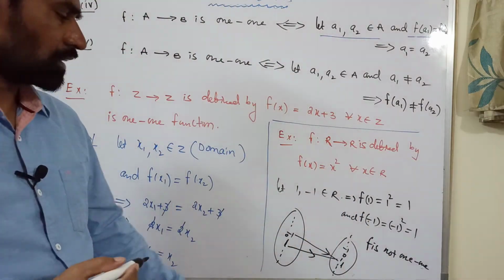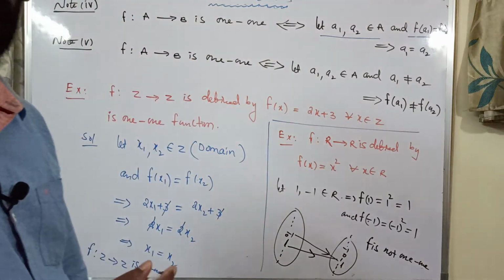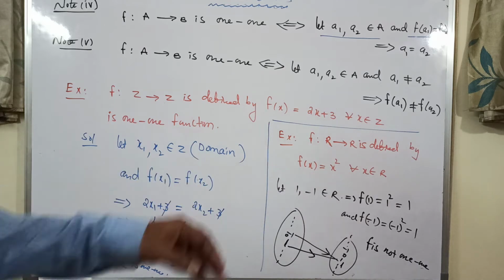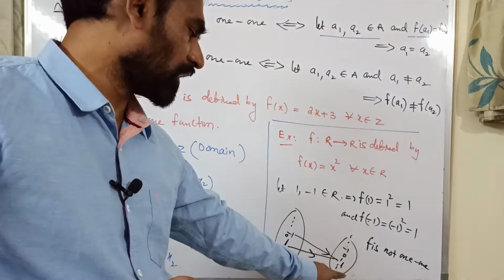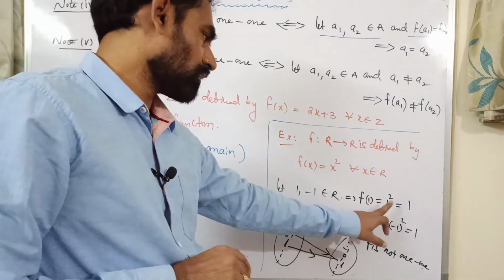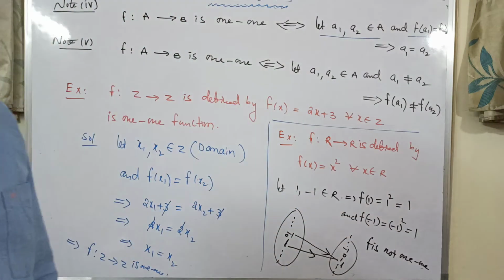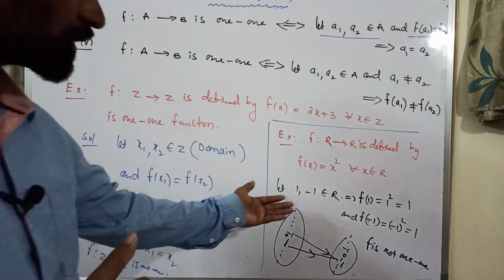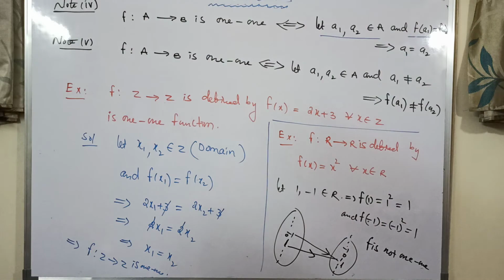The cause is that both elements, minus 1 and 1, have the same image. That's why f is not one-one. One-one means different elements must have different images. Here both elements have the same image 1, because 1 square is 1 and minus 1 whole square is also 1. Both images are equal. We can show it like this, using an example to identify whether the function is one-one or not.